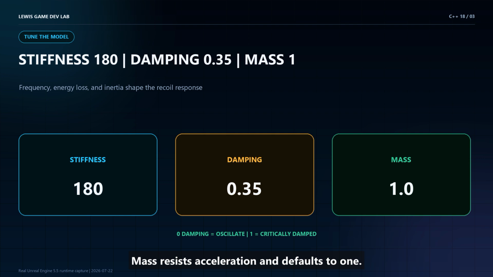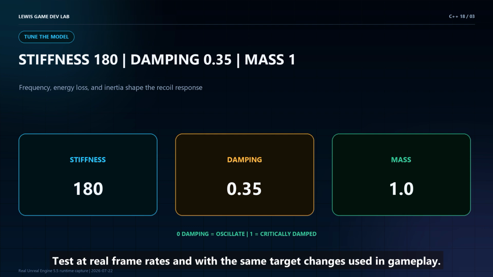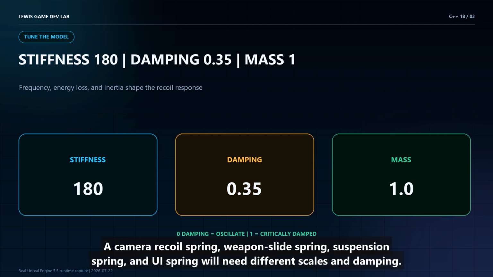Mass resists acceleration and defaults to 1. These values interact. Do not tune them as isolated speed sliders. Test at real frame rates and with the same target changes used in gameplay. A camera recoil spring, weapon slide spring, suspension spring, and UI spring will need different scales and damping.